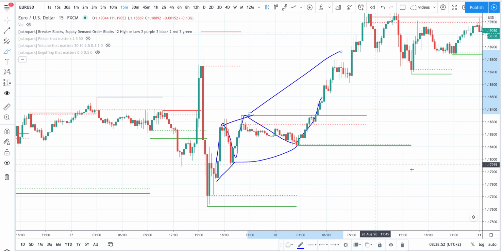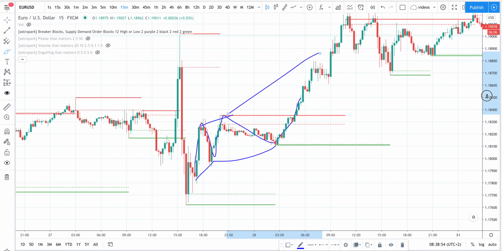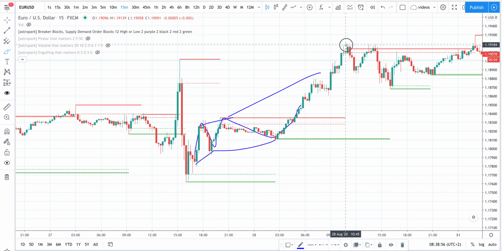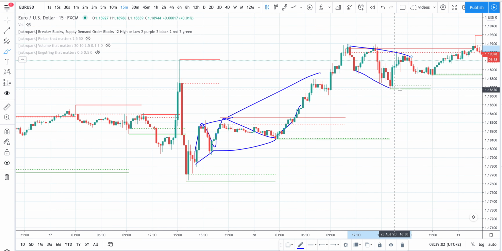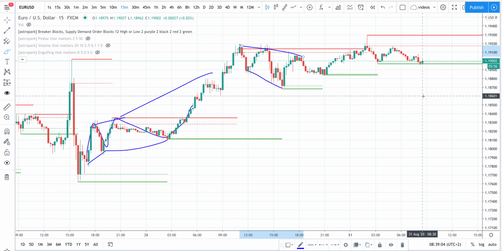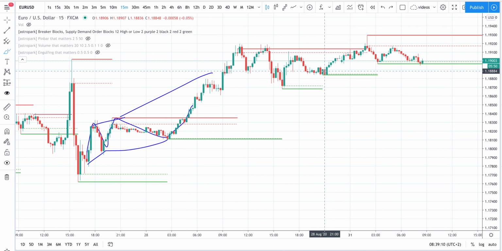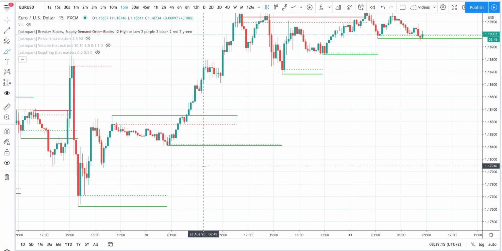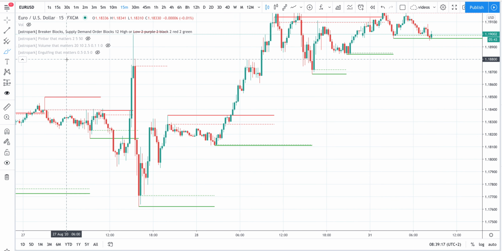Okay, for example, just like you have here lower low, lower low, lower high. And this is, for example, on USD, how you can use this indicator.